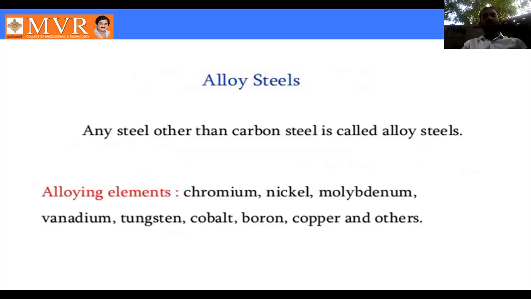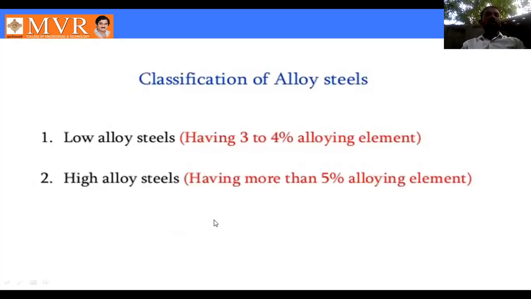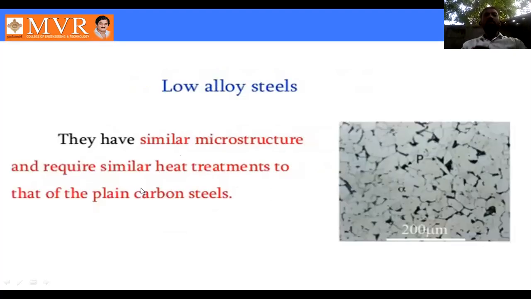These are the alloy elements we use in this classification. Low alloy steel and high alloy steel. 3 to 4 percentage we use in low alloy steel. More than 5 percentage we use in high alloy steel. So the first one is low alloy steel.